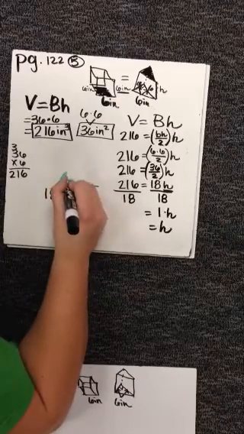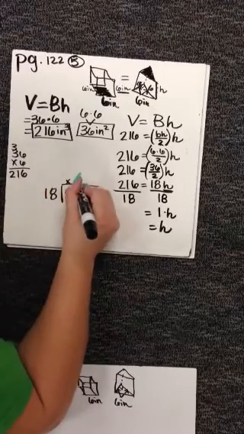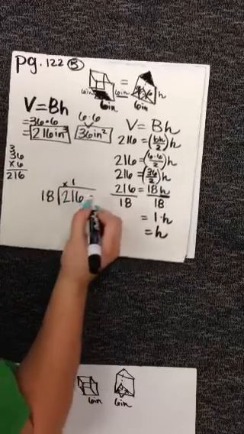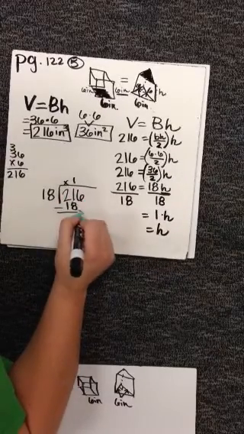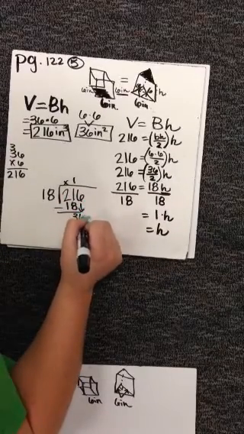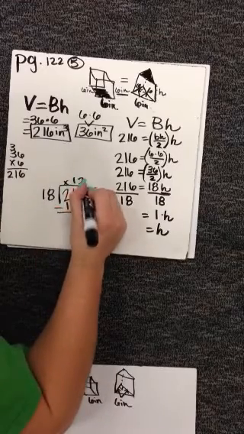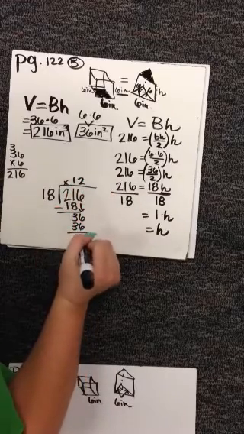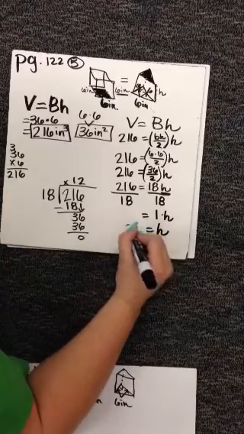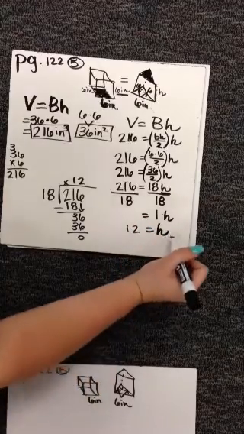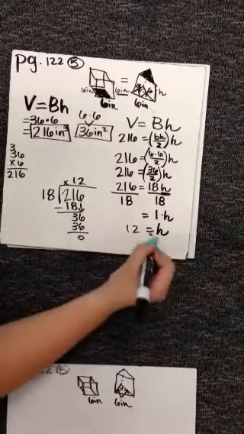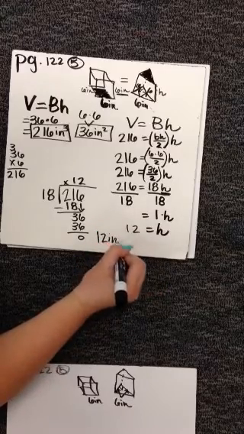Okay, I know 18 cannot go into 2. It can go into 21 one time. 21 minus 18 gives me 3. 18 goes into 36 2 times. Okay, so I know the height of the prism is 12, which would give you answer choice D, 12 inches.